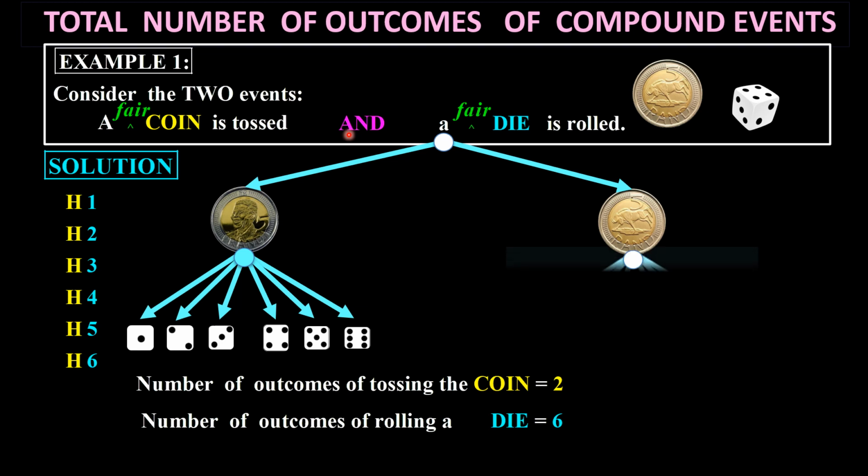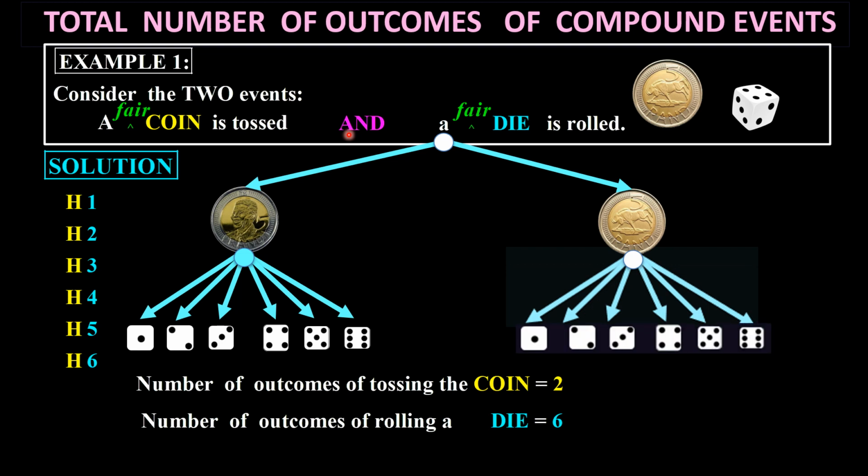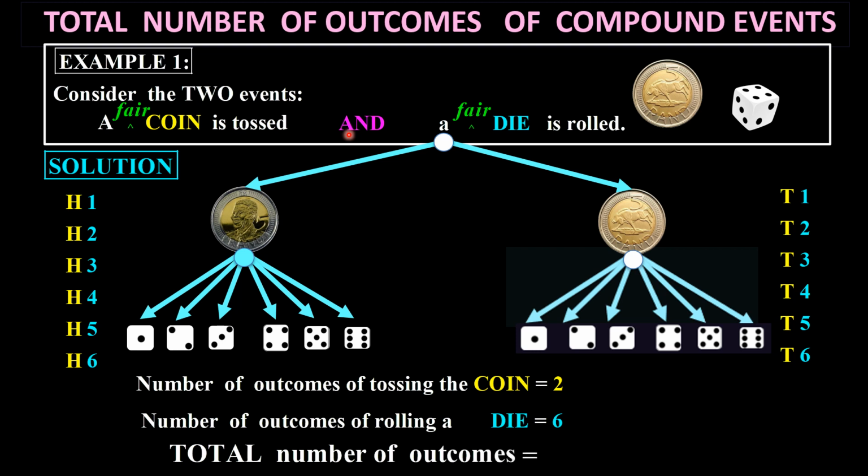Now, similarly, with a tail, I can have exactly the same options. I can have a tail with 1, a tail with 2, 3, 4, 5, and 6. Now, if we count the number of outcomes, we have 6 and 6, which gives me a total of 12 outcomes. But if we look at those 12 outcomes, we can see that 12 is actually the product of the 2 and the 6, right? So this already gives us some idea how we can obtain the number of outcomes for a compound event.